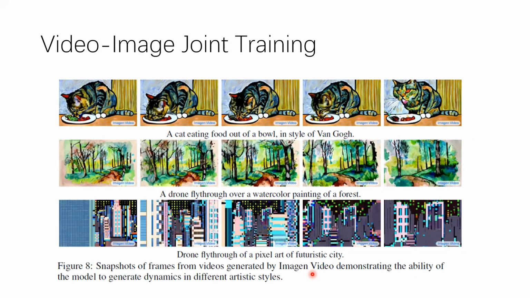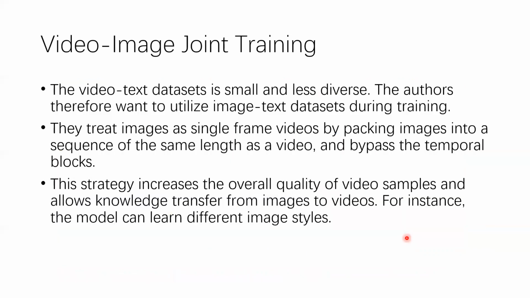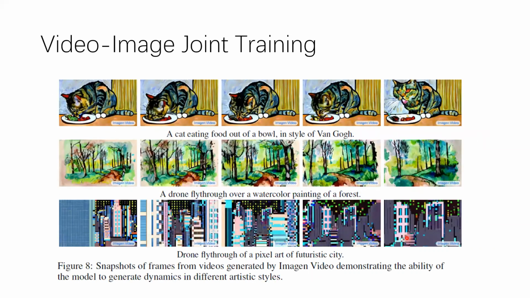So this sequence of, let's say, the cat, these are the outputs of the diffusion model, in the video and image joint training. The video datasets don't contain anything about Van Gogh. The image-text datasets contain a lot of images of Van Gogh's paintings, right? So by training the video and image together, the model learns what the style of Van Gogh is, so they can create the video in the style of Van Gogh.